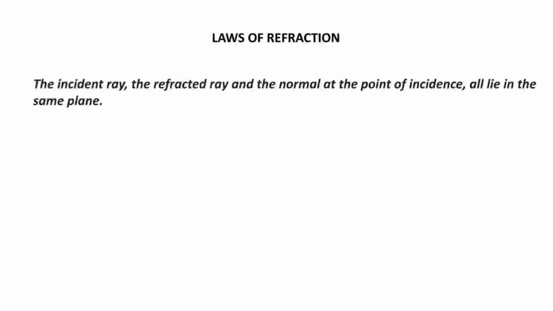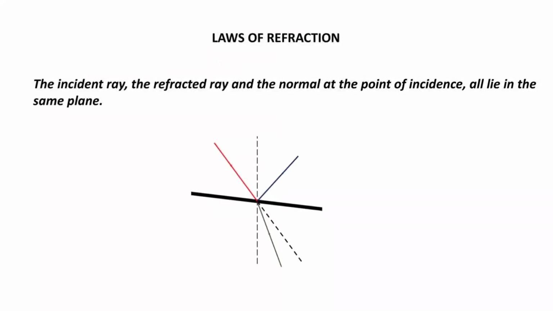So let's look at the first law of refraction, which says the incident ray, the refracted ray, and the normal at the point of incidence all lie in the same plane. Here I have tried to make the image in 3D form. Here is the incident ray, and this is the refracted ray as well as the reflected ray, and this is the surface, the boundary surface between the two media, and this is the normal.